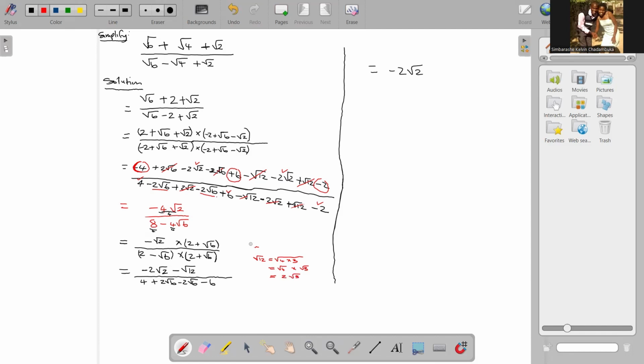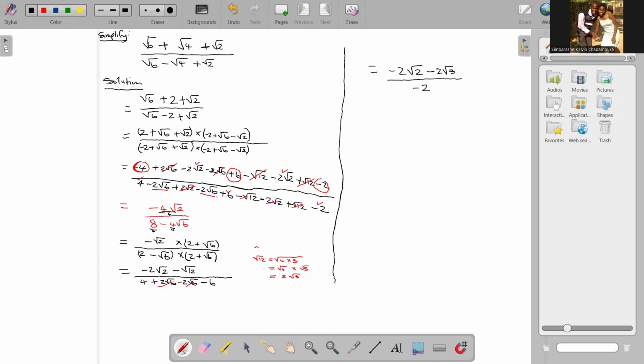So it means that will be written as again a negative 2 root 3 all over. If you check, simplifying our denominator, we are having plus 2 root 6 minus 2 root 6, it goes, so we have 4 minus 6. The 4 minus 6 is going to give us a negative 2.